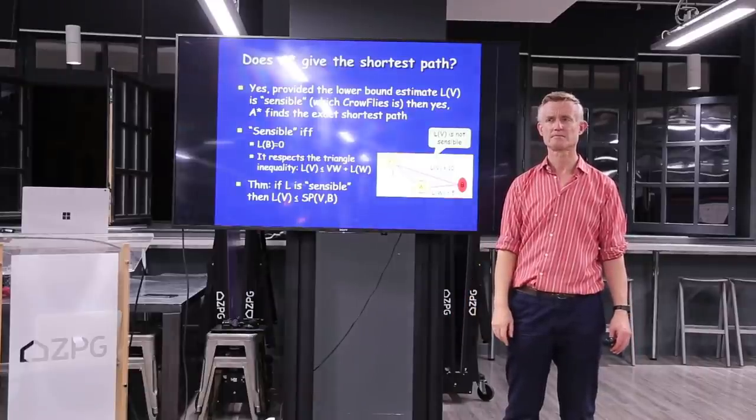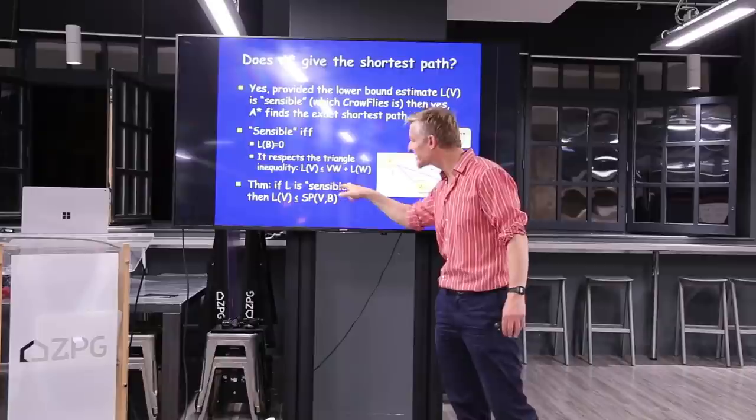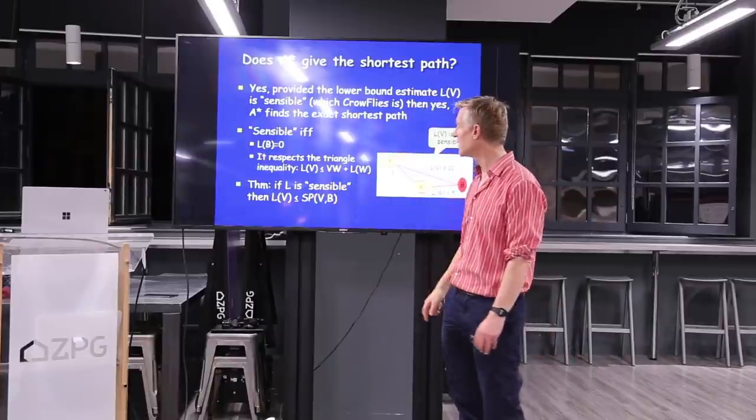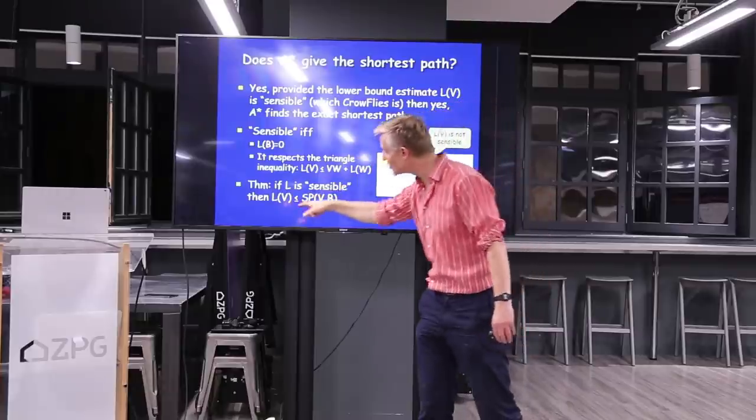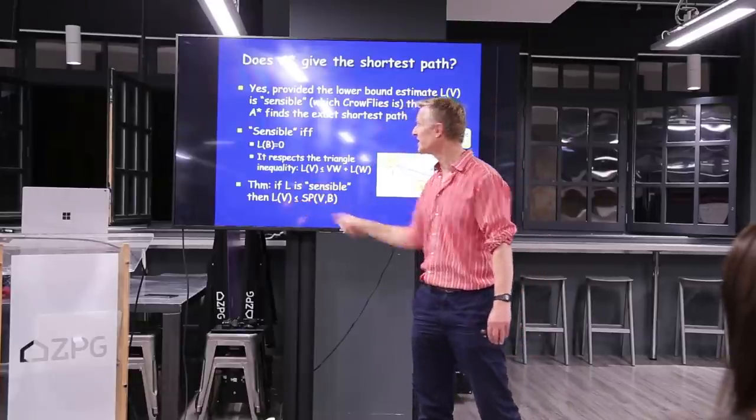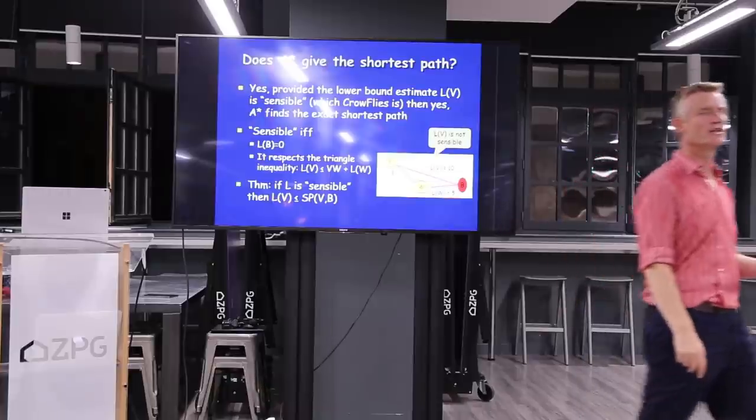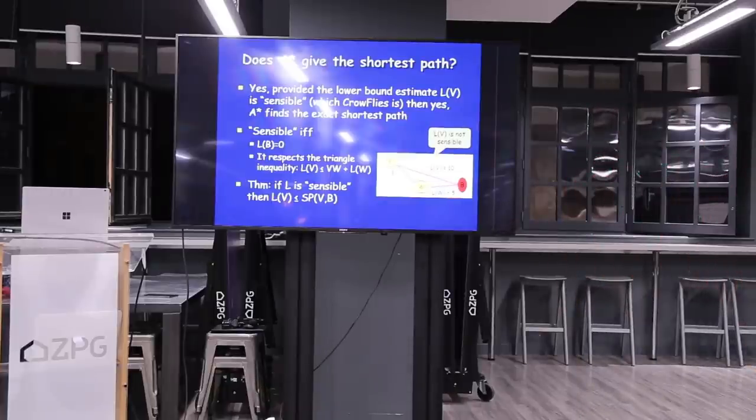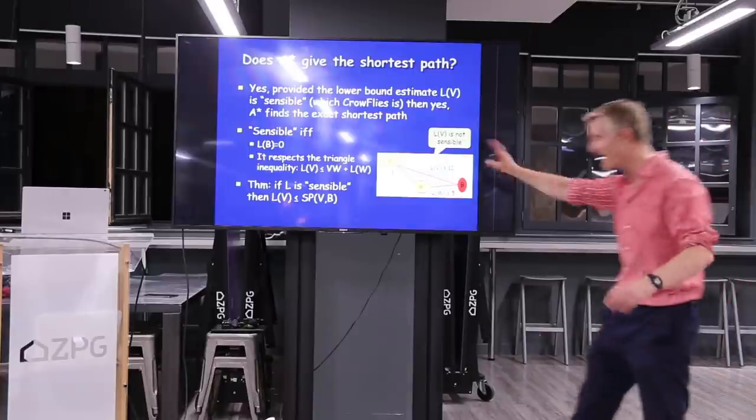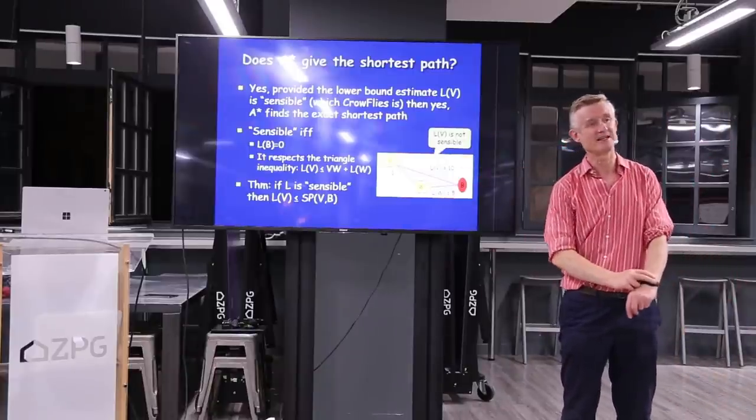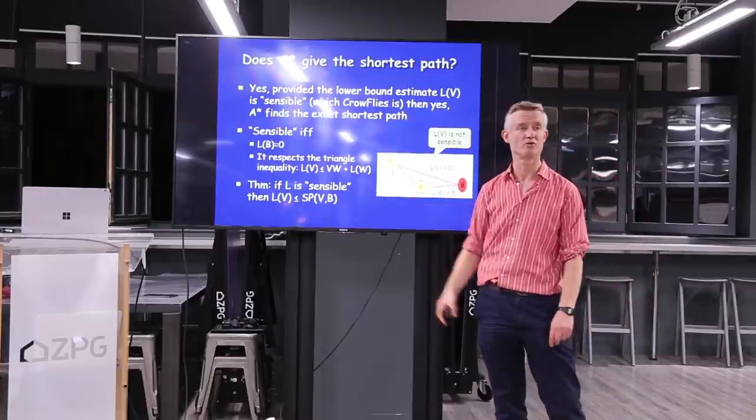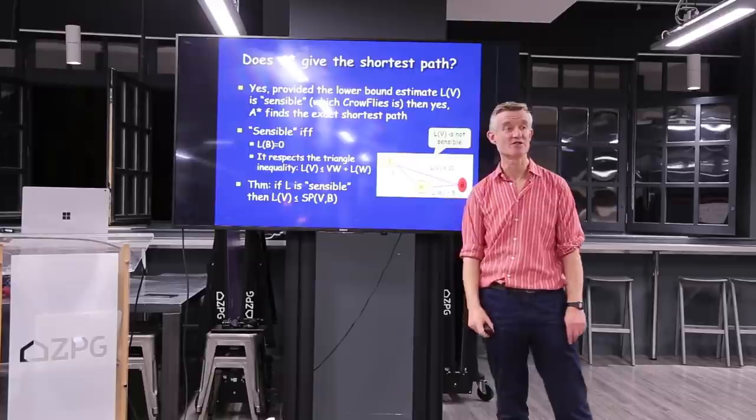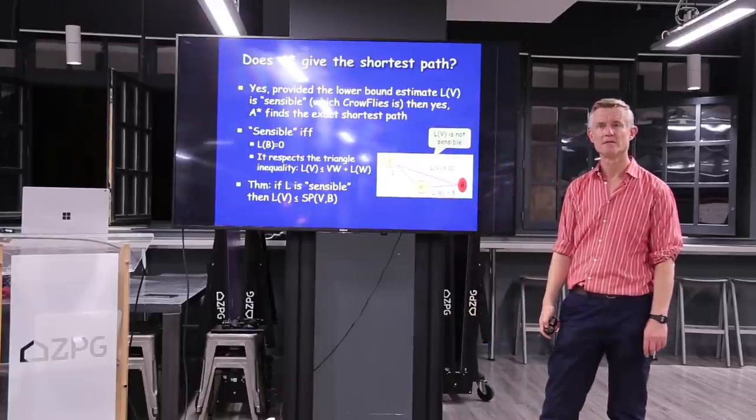Okay? So that's why I say L is a sensible lower bound. And it turns out that if it respects the triangle inequality, then it also has the property that the lower bound is less than the shortest path. So it really is a lower bound for the actual distance along the roads. And that's what we need. So this property is super important. In fact, that's really all you need to know. Okay? All right.